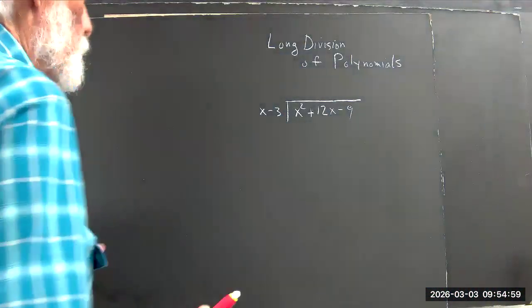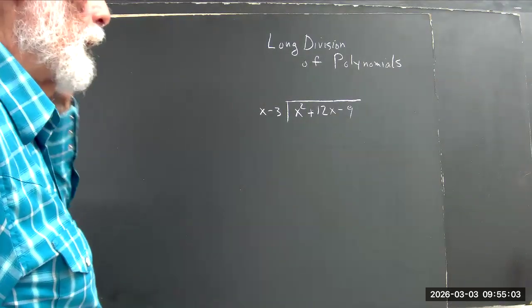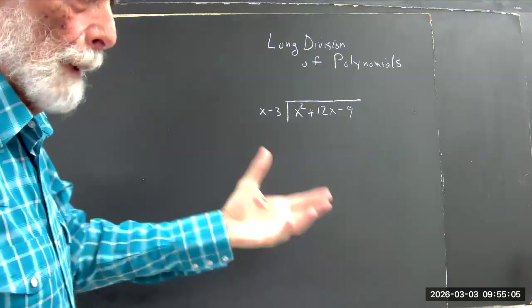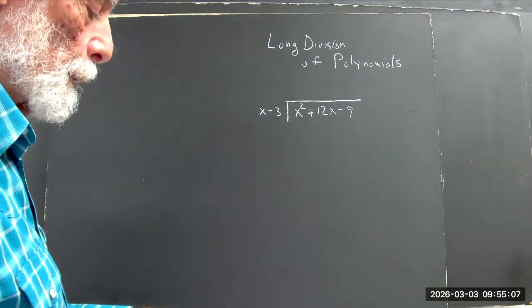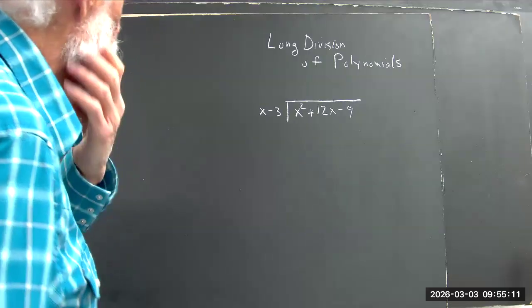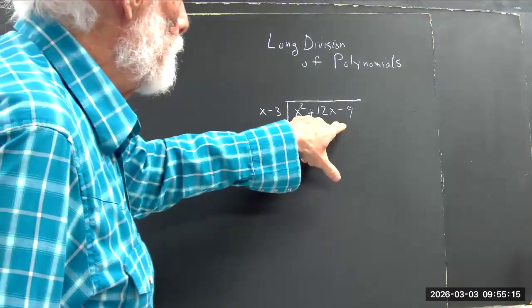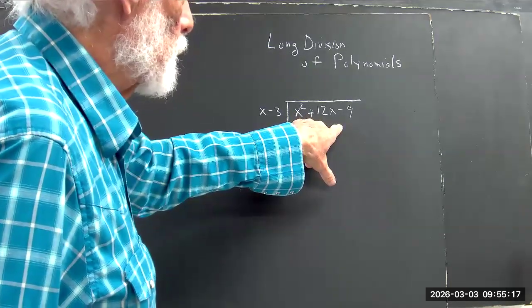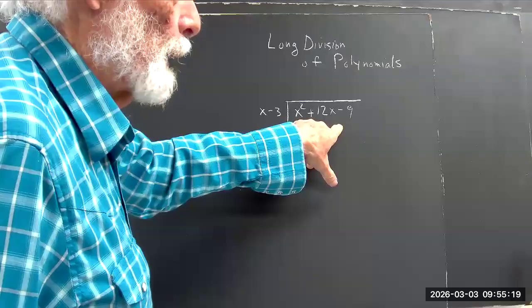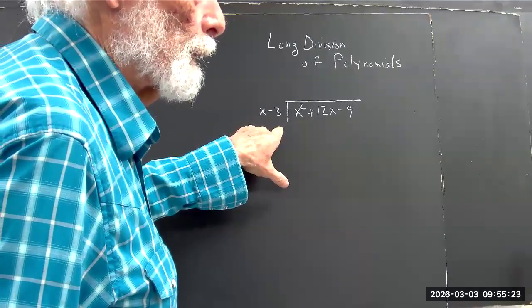We're going to take a preliminary look at long division of polynomials. Not going to cover every possible thing that can happen when you have long division of polynomials, but I'll probably at least mention it all. Okay. First of all, we want to divide the polynomial x squared plus 12x minus 9 by x minus 3.